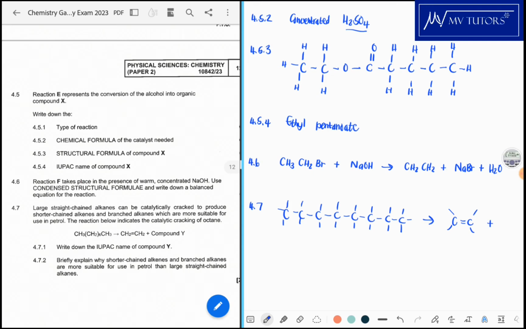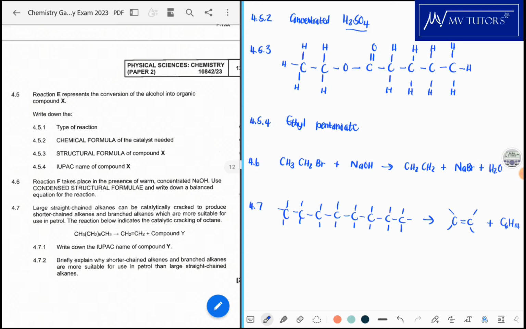So you're going to have 6 carbons. Okay, and remember your compound will always be, like they said here, maybe a branched alkane, but the product will be shorter chained alkenes. So we already have our alkene, branched alkanes. Okay, so compound Y, I'm expecting it to be an alkane. So if I've already used 2 carbons, what will be remaining is 6 carbons. Okay, and because it's an alkane, we're going to have 2n plus 2. So 2 times 6 is 12 plus 2 is 14.